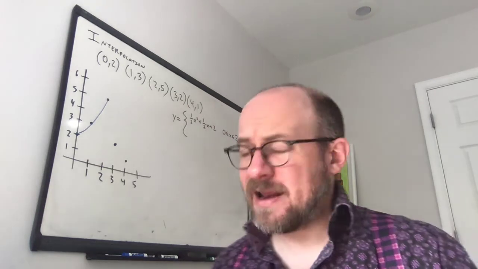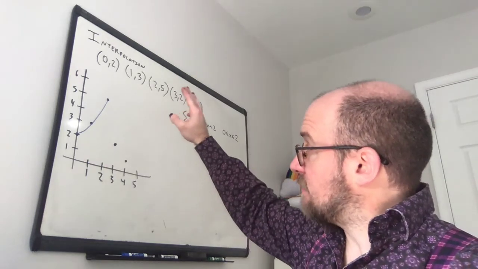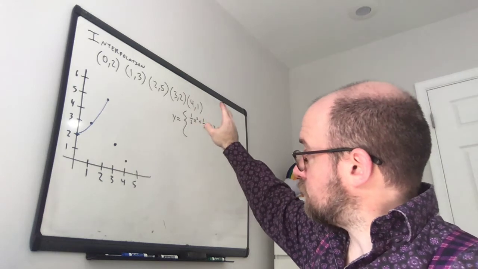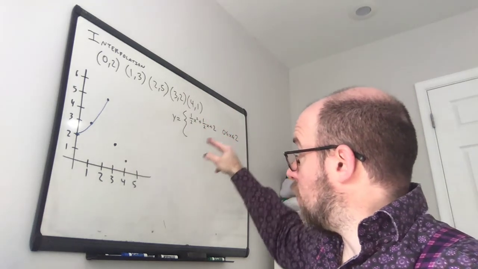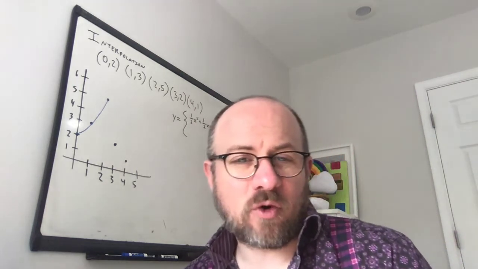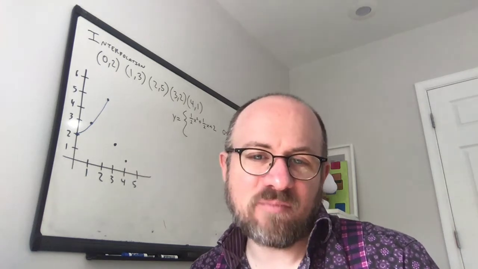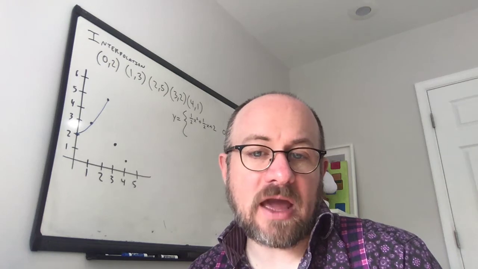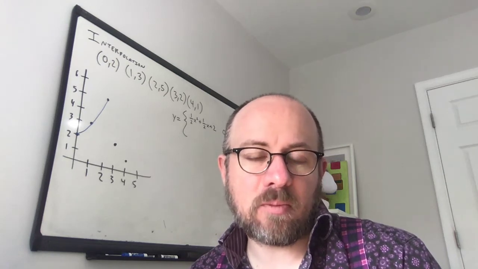Okay? So I've got here an expanded data set. It's got those 3 points, (0, 2), (1, 3), (2, 5), and then (3, 2) and (4, 1) have been added on. And so we've got 5 points total. I want to show you how you can do a polynomial interpolation moving on.